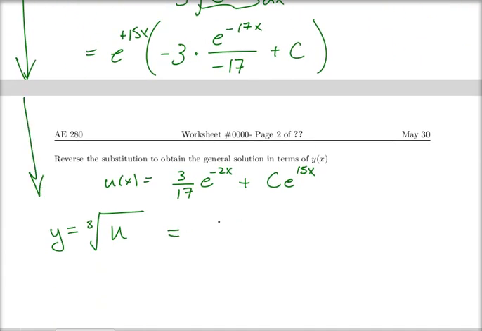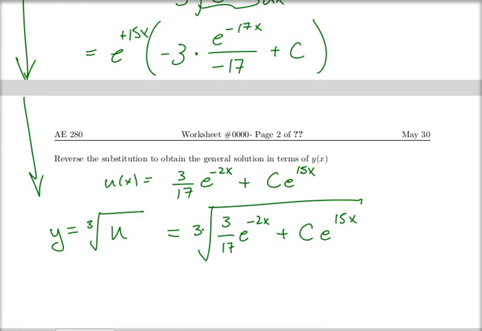That's going to be equal to the cube root of 3 over 17 e to the minus 2x plus c e to the 15x. Is there anything else we can do to simplify this? I'm hard pressed to see. Nope, it's a cube root of a sum. There's really no way to simplify that any further.